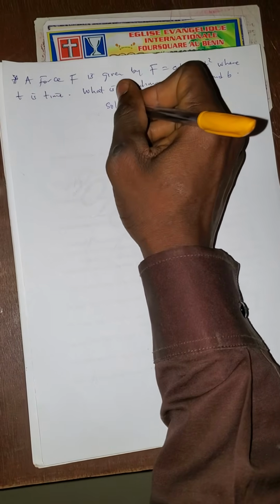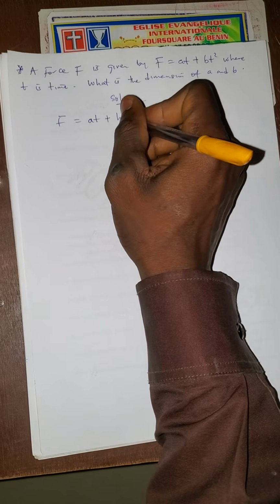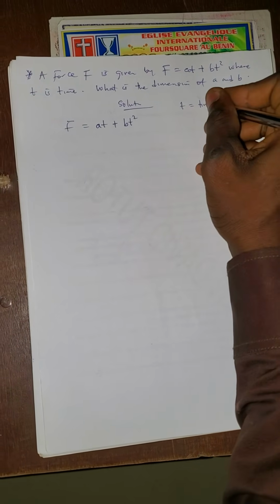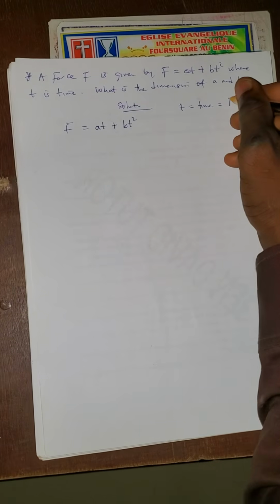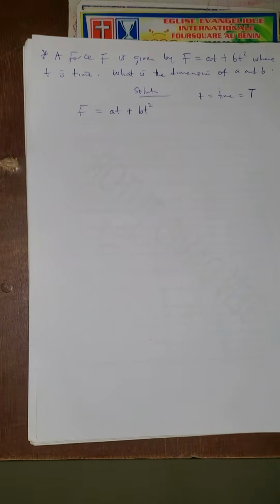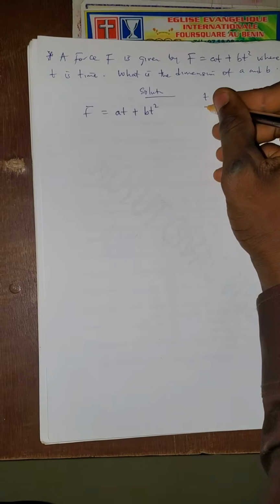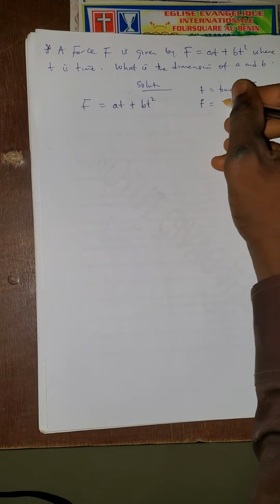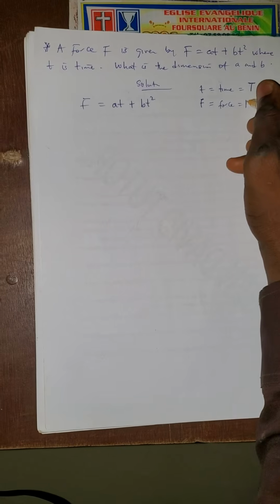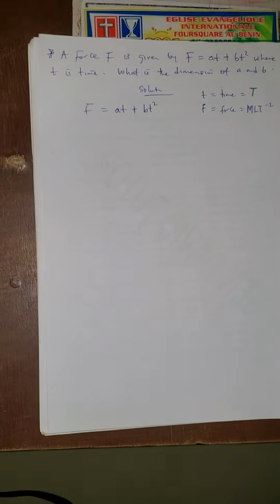The next question. The question says, a force F is given by F is equals to 8c plus bt squared, where t is the time, so t is time, and dimension for time is capital T. Don't forget. Now, what is the dimension for A and B? For you to solve for the dimension of A and B, they said force F. Don't forget F, which is force. Dimension for force is mLT raised power -2.